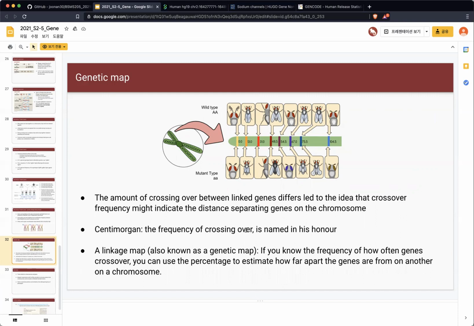And in these days, we still use this idea for many ranges of studies, right? And the linkage map, also called the genetic map, is based on the frequency of this crossing over or recombination of the genes, and we use this information for measuring the phenotypes or genotypes in each species, right?